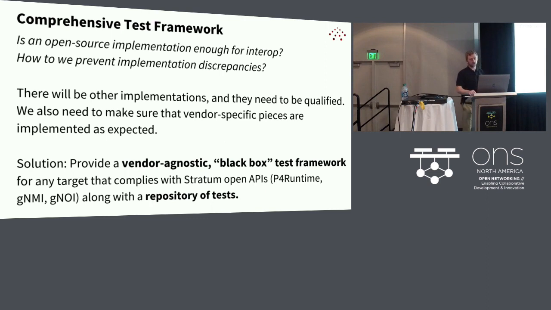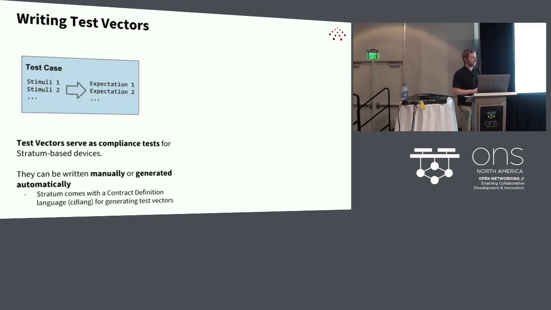of tests for those. So something the Stratum community is beginning to develop is a test framework we call test vectors. And it starts with test cases. So a test case is going to have a set of stimuli. These stimuli are typically going to refer to the open interfaces. I want you to make this P4 runtime call or this gNMI call with this model. And then there's going to be a set of expectations that are the output of those series of stimuli.